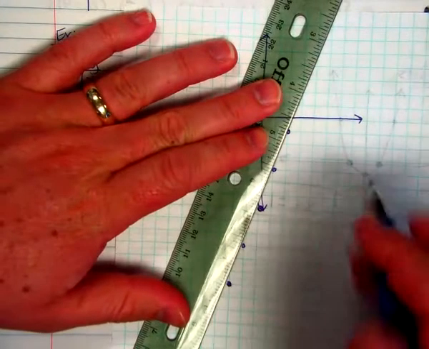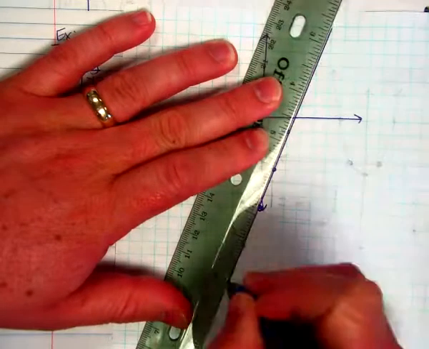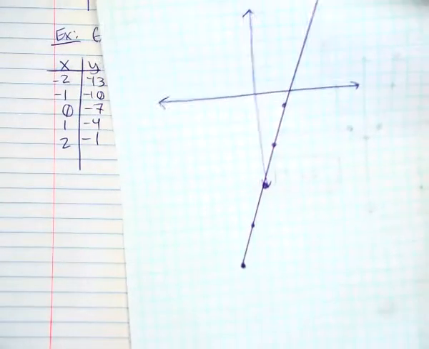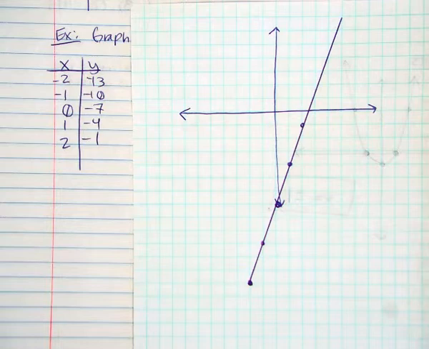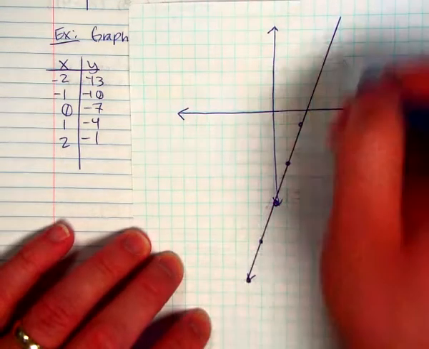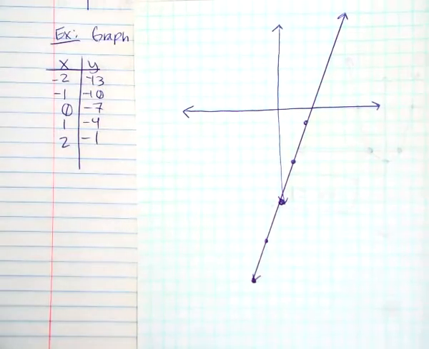And if I connect all these dots, because this is all linear equations, I should get a straight line. Everything that you are graphing in this chapter should give you a straight line, which is exactly what I have. Now, lines go on forever, so I'm going to go ahead and put the arrowheads on the end of it, but that's not that big of a deal.